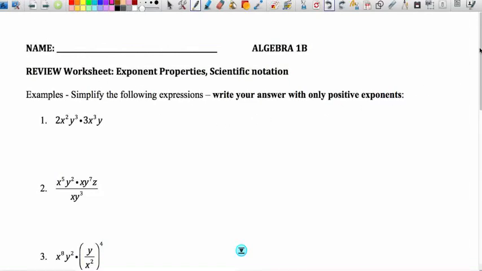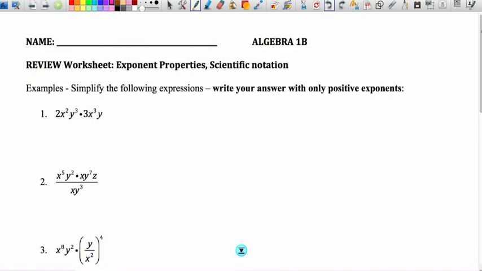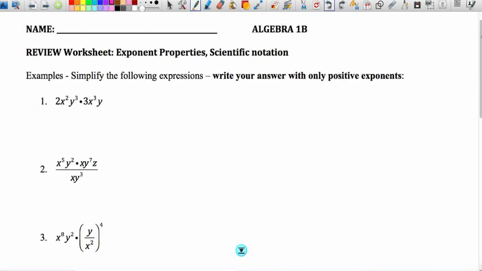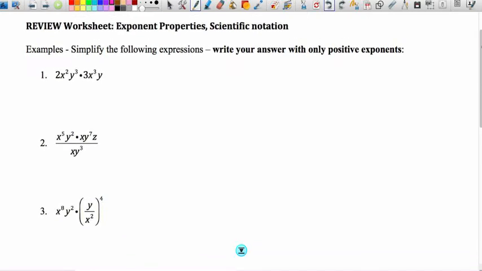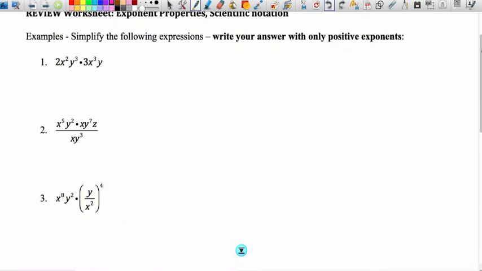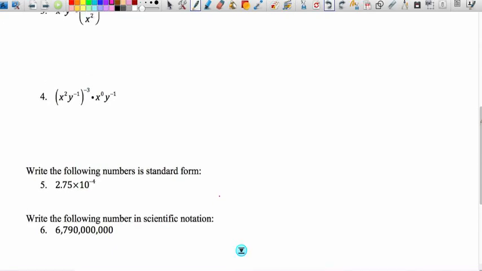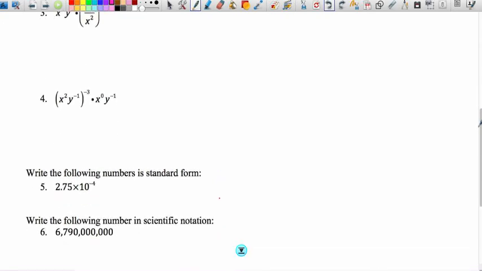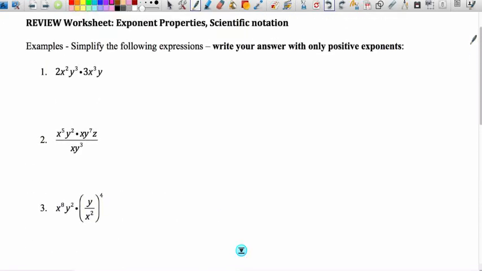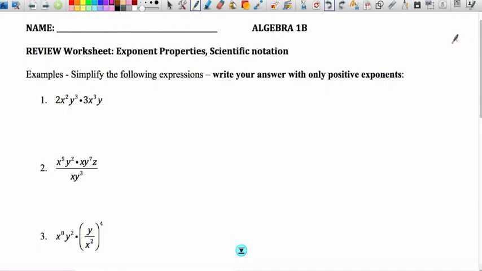Okay, so welcome to the review of exponent properties and scientific notation. So we're going to get straight into this. We're going to start off and do the first, actually, the first 6 examples without the use of the TI Inspire, and then we'll use the TI Inspire for the examples that relate to scientific notation.